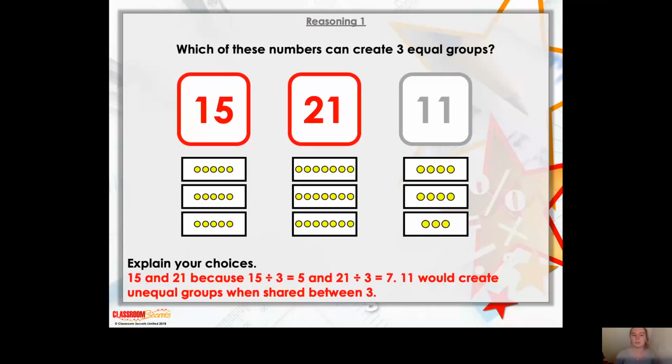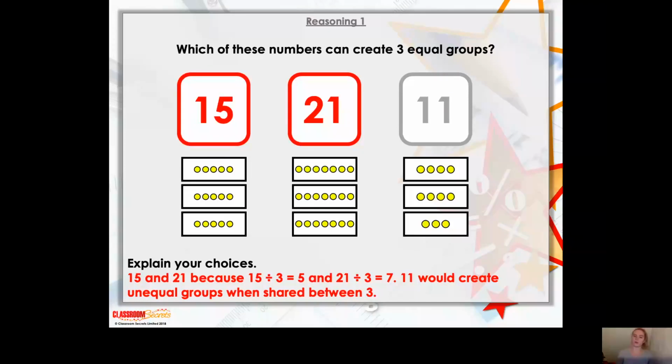Now, 21. So we've separated the 21 counters into 3 groups. How many are there in the first group? Yes, there are 7 in the first group. What about the second group? Yes, there are 7 again, and there are 7 in the third group as well. So therefore, you can share 21 counters into 3 groups and have an equal amount in each group. You can have 7 in each group. So 21 divided by 3 equals 7.